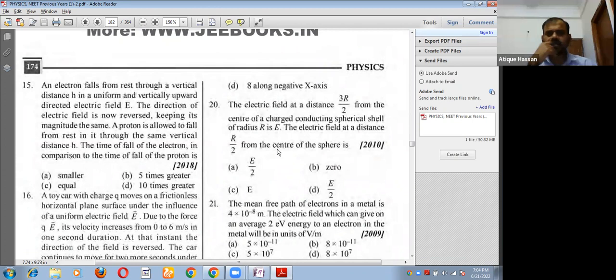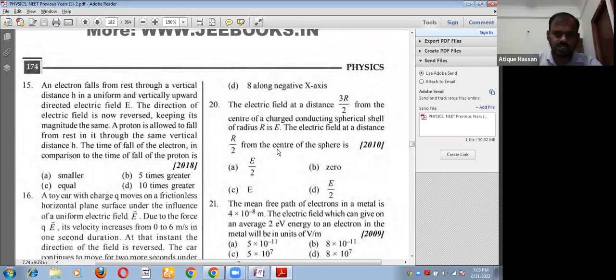The question says the electric field at a distance 3r by 2 from the center of a charged conducting spherical shell of radius r is capital E. Then what is the electric field at a distance r by 2 from the center? You have to find that.